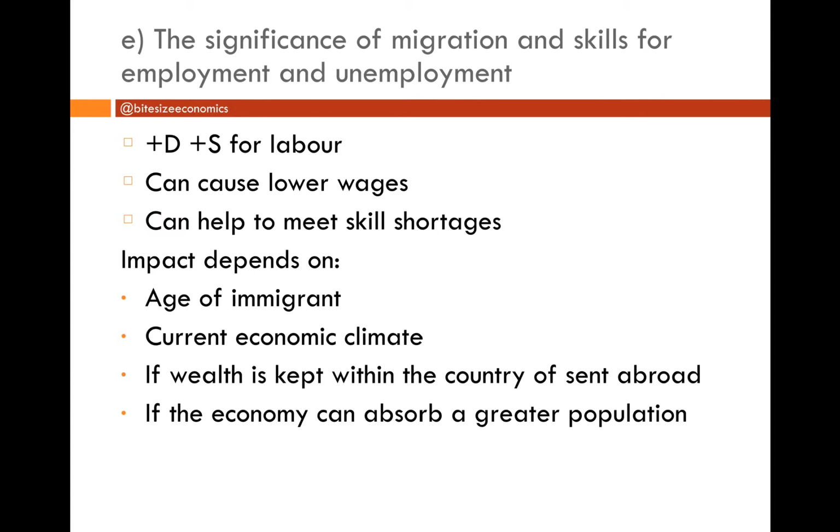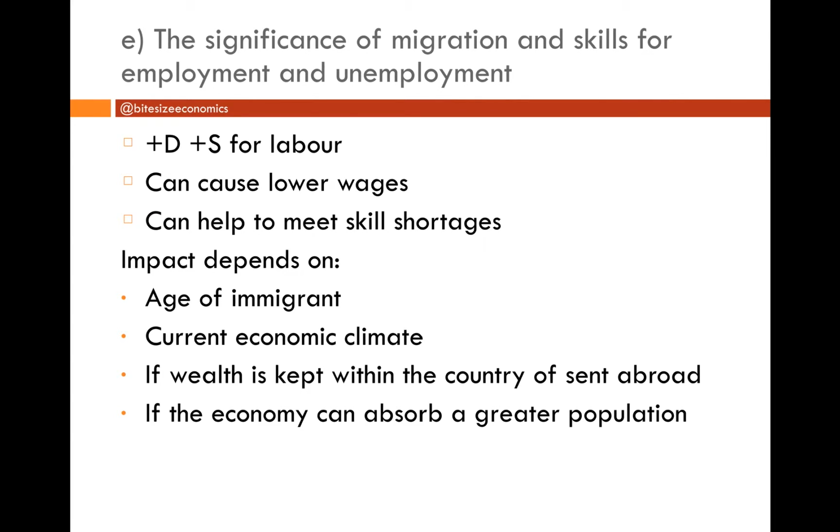There's different impacts of migration, but they depend on the age of the immigrant. For example, if it's a young immigrant who's coming in, they're going to lower the dependency ratio because it means that we've got more economically active people to pay for the young dependents and the elderly dependents. It also depends on the current economic climate, so the levels of unemployment. Obviously, if we've got high levels of unemployment, yes, they will contribute to increased pressure on jobs. But the UK's got a pretty good economy in comparison to the rest of the world, so actually they don't contribute that much to it.